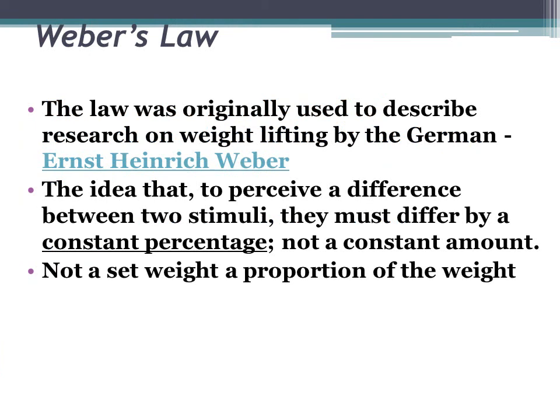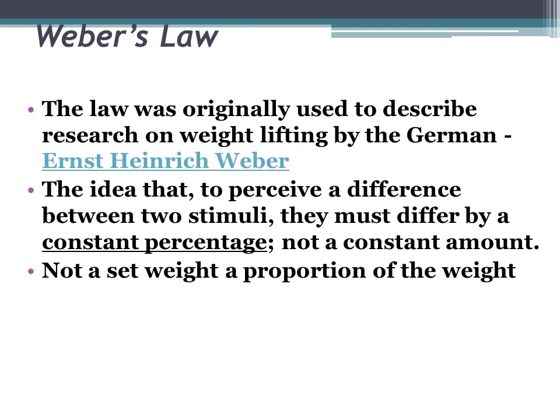The law was originally used to describe the research on weightlifting. They wanted to know how much weight needs to be present in order for you to notice that there's a difference in the weight. You noticing the difference between a 50-pound weight and a 51-pound weight, you might not notice the difference. However, if you went from a 50-pound weight to a 100-pound weight, it's proportionately different, so you notice that there's a difference in the stimulus.